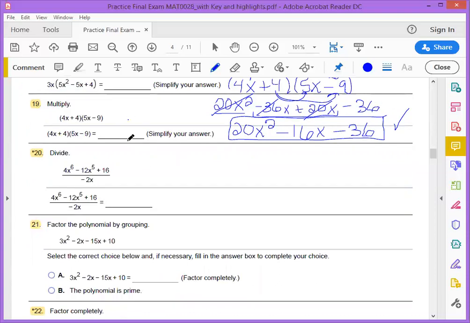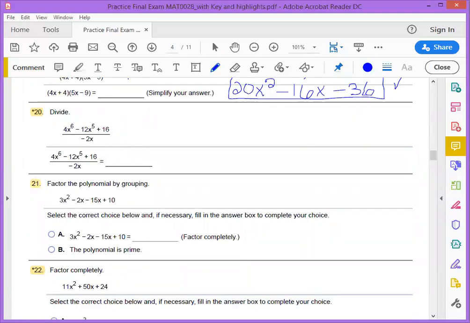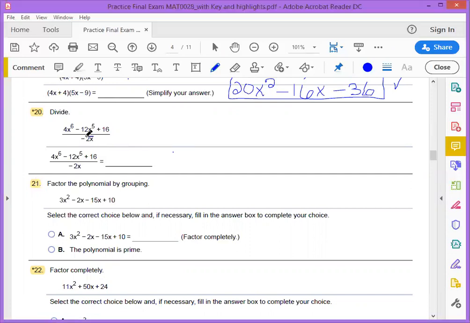All right, let's look at number 20. Now for number 20, you're dividing each of these terms by negative 2x. That's how you want to look at this. I'm dividing each term in my numerator by negative 2x. So that's 4x to the 6th power divided by negative 2x, and then negative 12x to the 5th power divided by negative 2x. And then lastly, 16 divided by negative 2x.